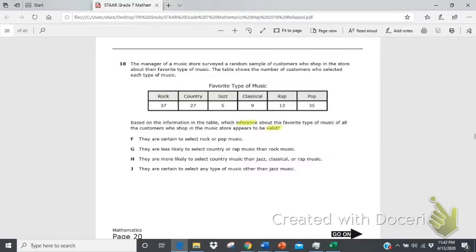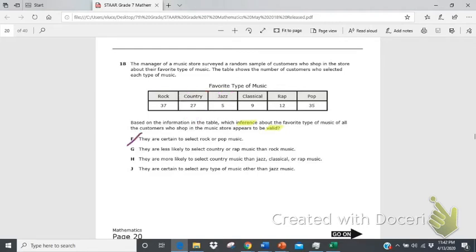All right, so here it's just analyzing the different answer choices that they give you, because some of them are not true. Let's look at letter F. They are certain to select rock or pop music. Well, to be certain of something means to be sure. In this case, can we be sure? No, because some people did select country. Some people selected jazz, classical, rap, so that is not true.